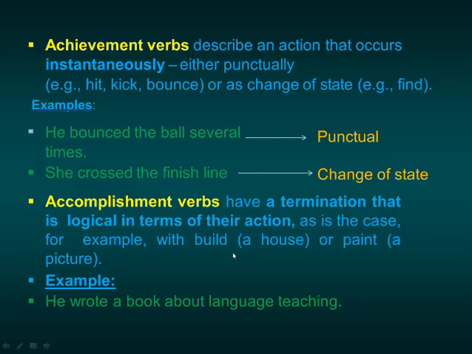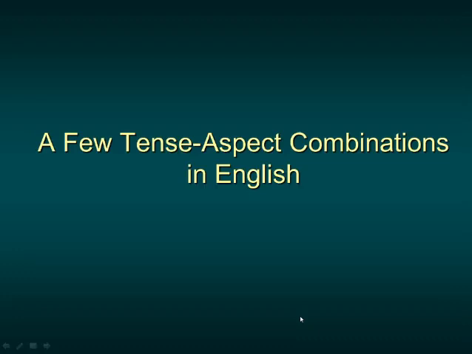In that case, for example, with build or paint, we are using accomplishment verbs. Example: he wrote a book about language teaching. After finishing this writing, everything is over. So, example: he wrote a book about language teaching. A few tense aspect combinations in English.